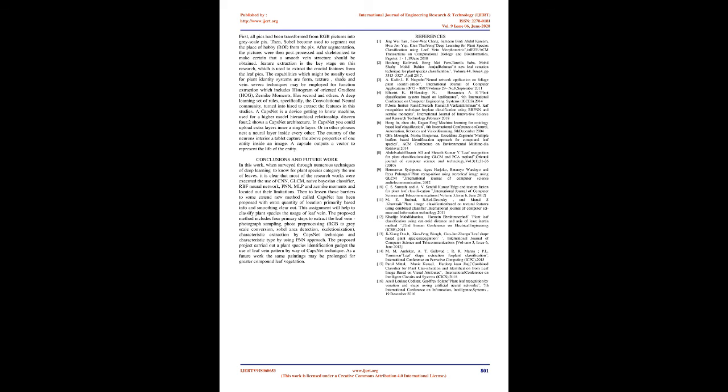This project will help to classify plant species using leaf vein. The proposed method includes four main steps to extract the leaf vein: image sampling, image preprocessing, RGB to grayscale conversion, Sobel edge detection, skeletonization, feature extraction by CapsNet technique and feature classification by PNN technique. The proposed project carried out a plant species identification system, using leaf vein pattern by the CapsNet technique. As a future work, the same work can be extended for more compound leaf plants.